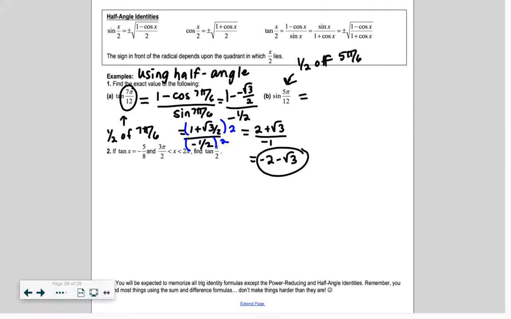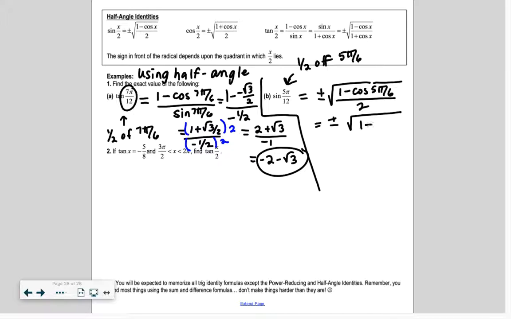So I'm going to have plus or minus the square root of 1 minus cosine of 5 pi over 6 all over 2, which is plus or minus the square root of 1 minus, so cosine of 5 pi over 6, can you guys think about where it is? Over here. So it's negative root 3 over 2, and then all over 2. Sorry, that square root is over all of it.